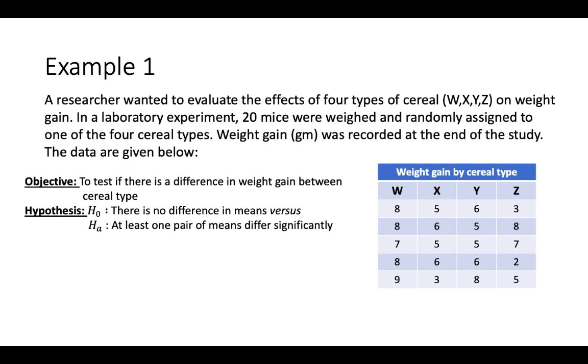We group them into 4 separate groups and then give them different types of cereals. One of the most important things in experimental design is that it needs to be randomly assigned. The respondents need to be randomly assigned into each group.